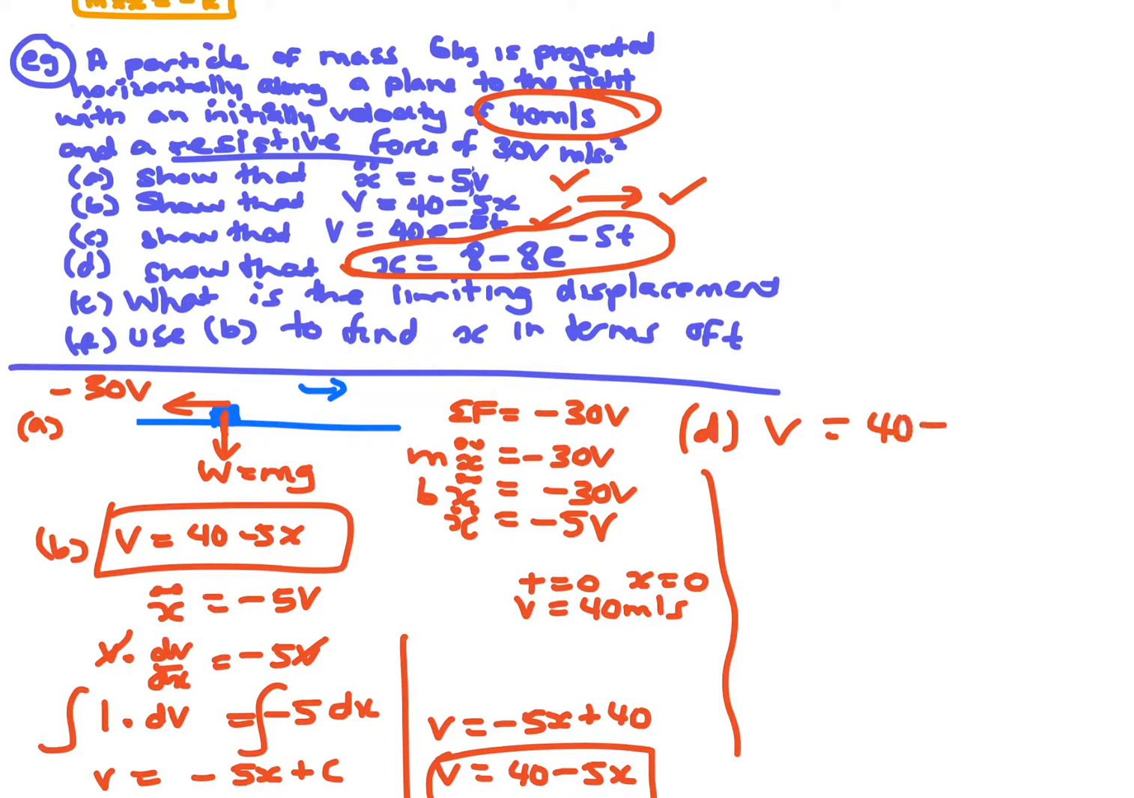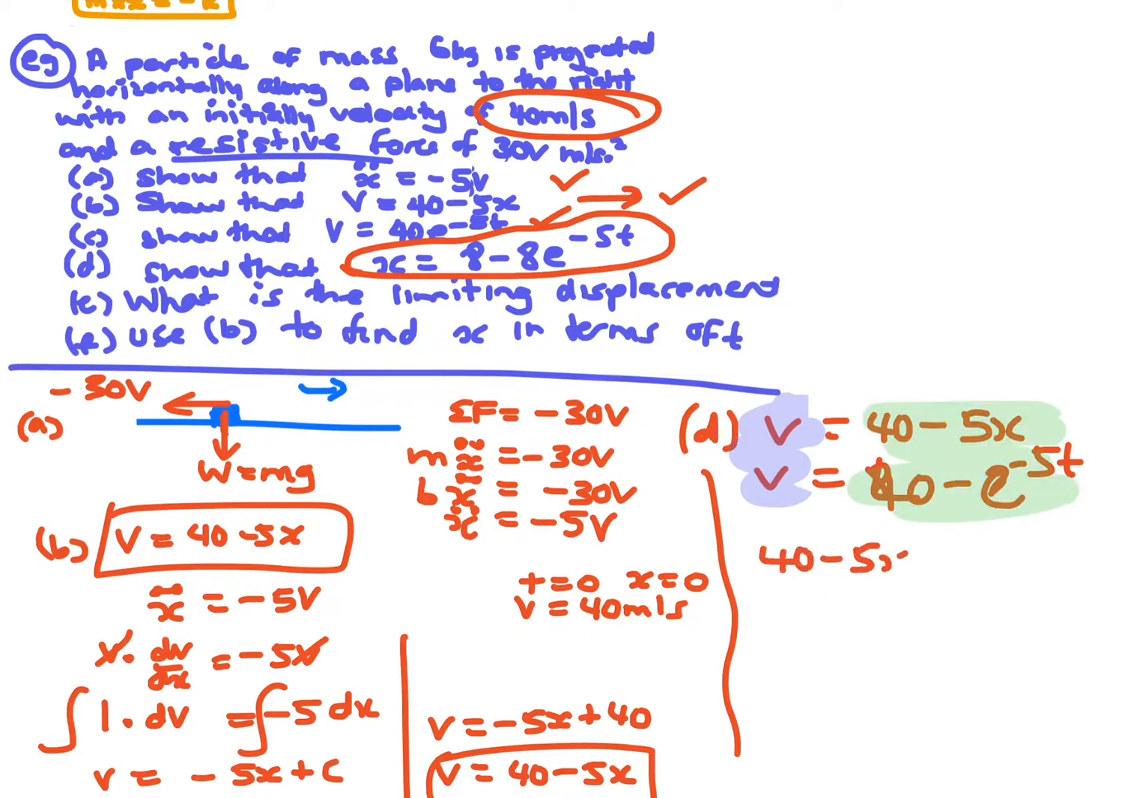Like we just know v equals 40 minus 5x, and we also know v equals 40 e to the minus 5t. So because these are both v's, if we make them both equal to each other, then we have a way then. So we go 40 minus 5x equals 40 e to the minus 5t. Oh no, it's not 40 e to the, it's times 40 e to the minus 5t.